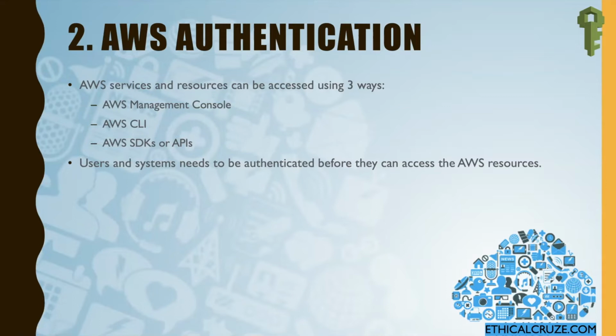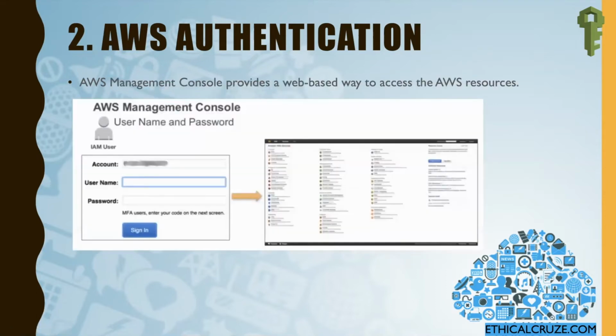And before using any of the services, first of all, they have to be authenticated. AWS Management Console provides you a web-based way to access the AWS resources, as we already saw in the previous video. Once you log in by using your username and password, you will come to the home window of the Management Console. For that, you will need a username password combination. And if multi-factor authentication is enabled, then you will also need that. If it is not, then you can directly log in by using the username password combination.